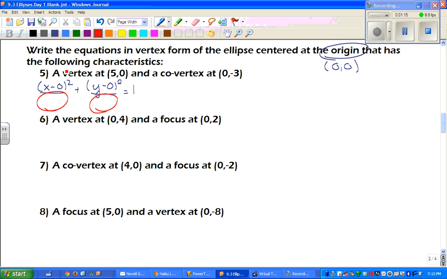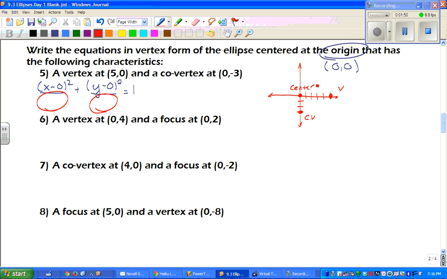For number 5, they have a vertex at 5, 0 and a co-vertex at 0, negative 3. So let's draw this picture. I have a vertex at 5, 0. So 1, 2, 3, 4, 5. I'm going to label that vertex. And I have a co-vertex at 0, negative 3, that's a co-vertex. And I know I have a center at 0, 0, so my center is at the origin.